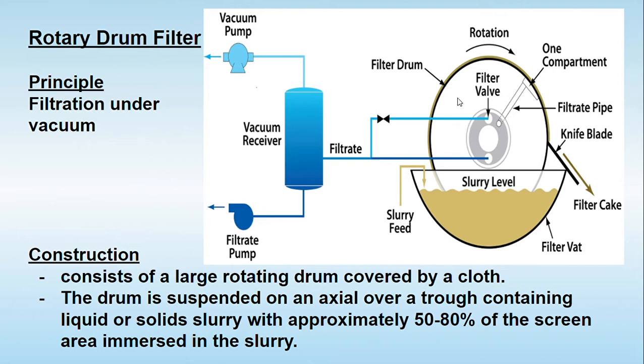So it consists of a large drum which is surrounded from all sides by the filter medium, and this drum is suspended in a tub containing the slurry. Only a certain portion, maximum 20 to 30% of the area of the drum, comes into contact with the slurry. This is the construction, and here you can find a sharp device which is used for the removal of the filter cake, while the filtrate is removed from the center by applying the vacuum.